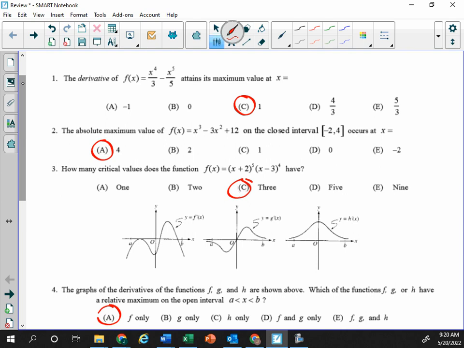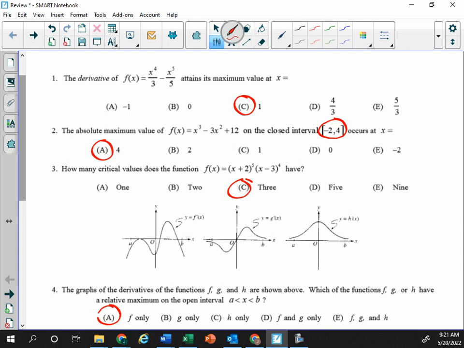All right, so 1 through 6. Any you need an explanation? Number 2? Yeah, good. This one's tricky. Did you go through and do your number line and get the 0 and 2? The thing that's different is this has a closed interval, so those endpoints could potentially be maximums or minimums. Was it 0 or 2 that was the maximum? It was 0.